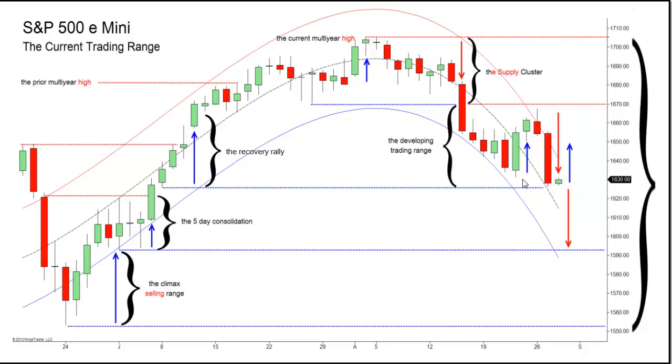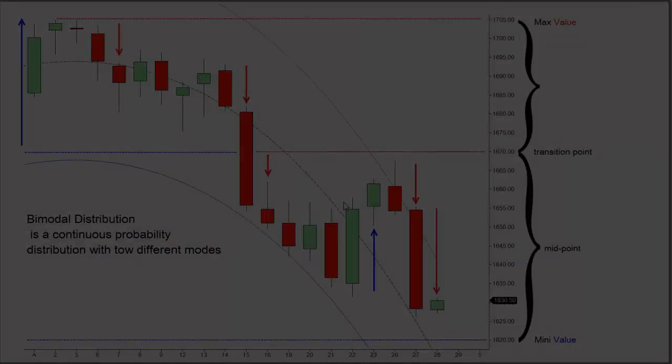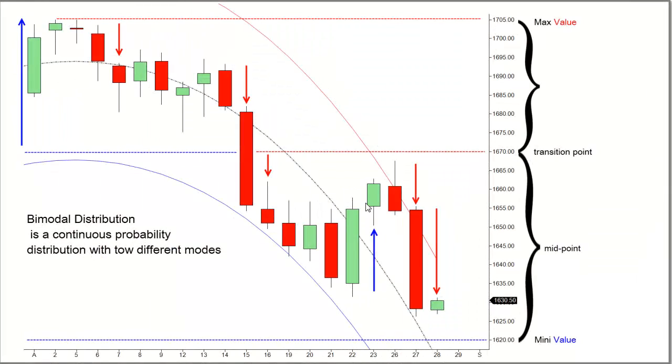Last Thursday, the S&P pulled back to 1630. Having auctioned down to 1630, the market short covered through the prior 3-day trading range. The short covering rally continued on Friday, and the S&P traded up above the prior 4-day high. During Sunday's Globex session, the rally continued and the S&P traded up to 1667, at or near the transition point at 1670.